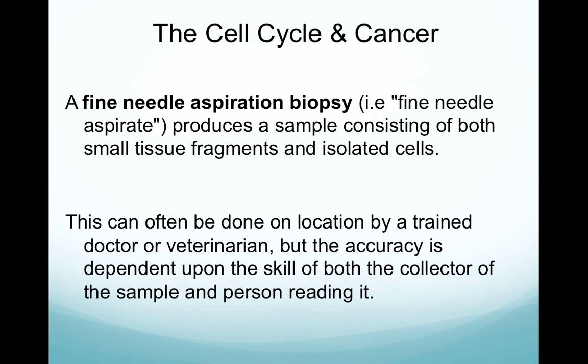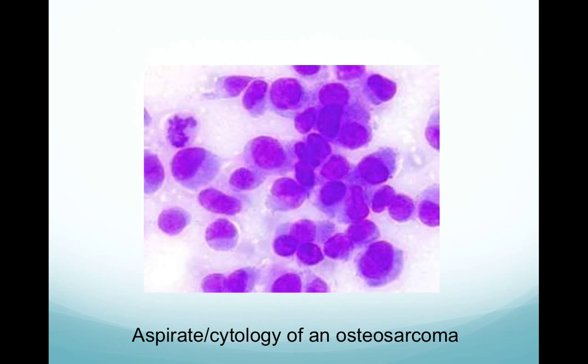A fine needle aspiration biopsy, also called a fine needle aspirate, produces a sample consisting of both small tissue fragments and isolated cells. It can often be done on location, right there in the office by a trained doctor or veterinarian, but the accuracy of this is really dependent upon the skill of the person collecting the sample and also the person reading it under the microscope. So if we did a sample of that growth on the leg near the knee, you would see something like this, and these are cancerous cells, and they're very consistent with cells you would see with an osteosarcoma.